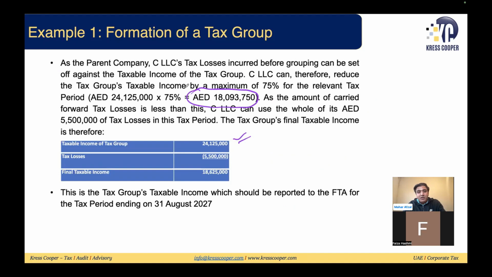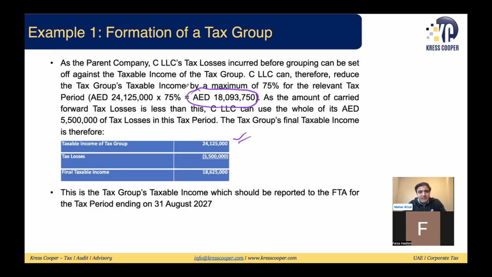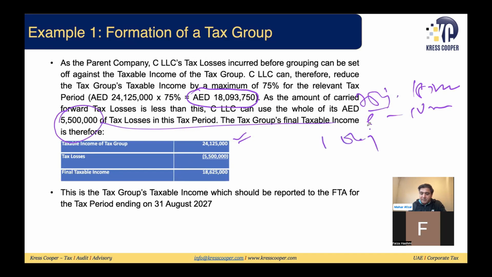So this was C's losses. C's income is 10 million, 75%, and the losses is 5.5 million. So both of the conditions we can claim. This 75% is our 18 million. C's taxable income is 10 million. Loss is only 5.5 million. Yes, we can adjust 100% of the loss because both of the conditions are being satisfied.